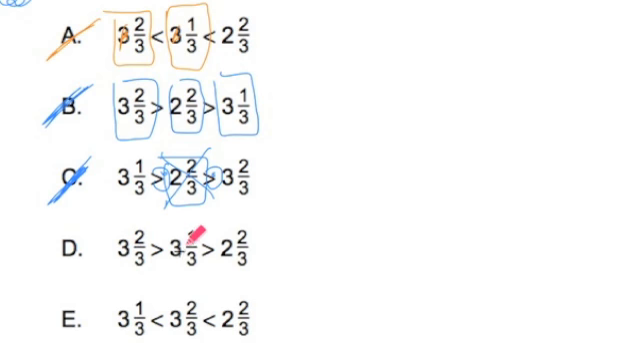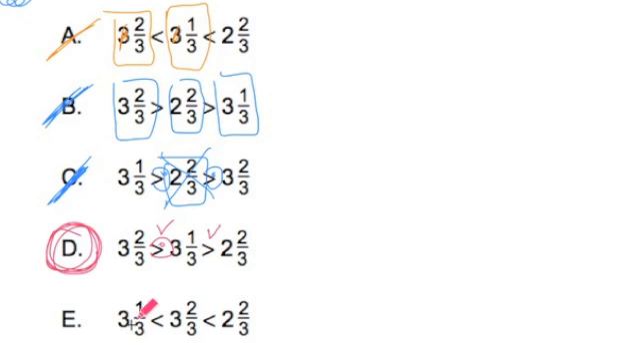Let's go to these last two. This one's pointing. This is saying the first term is larger. Is 3 2/3 larger than 3 1/3? Yes. Check. Is 3 1/3 larger than 2 2/3? And the answer is yes. In fact, D is the answer.